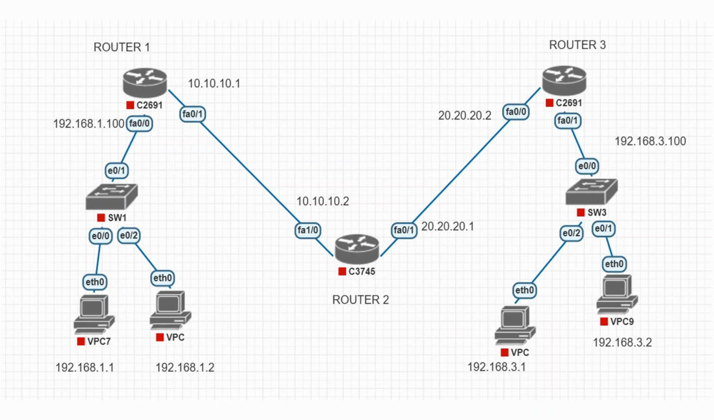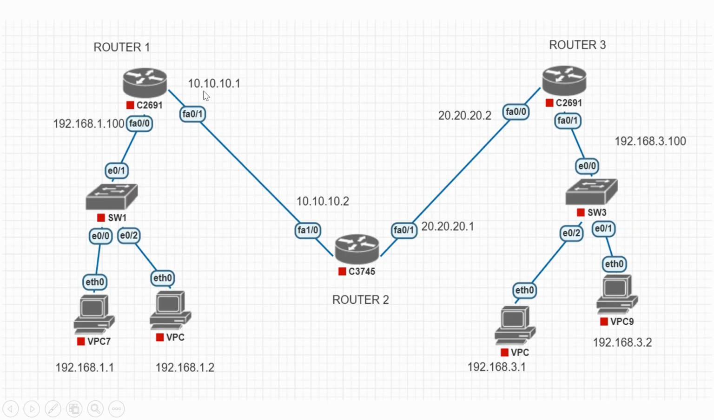So this is the topology which we are going to build today. We have two networks here, 1.0 and 3.0, and three routers. Router 1 connects the 1 dot network and the 10 dot network. Similarly, we have router 3, which connects the 20 dot network and the 3 dot network.